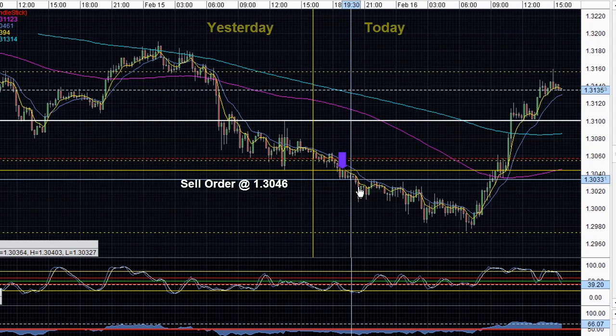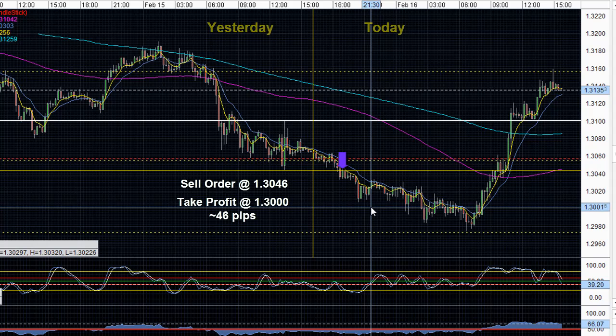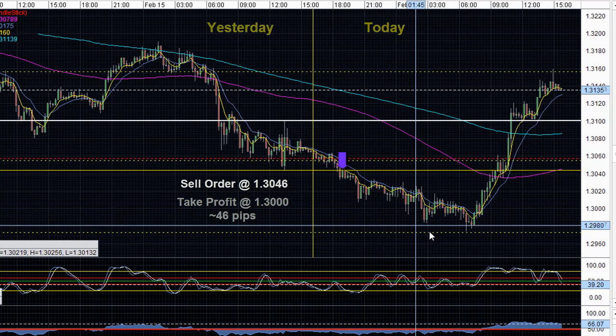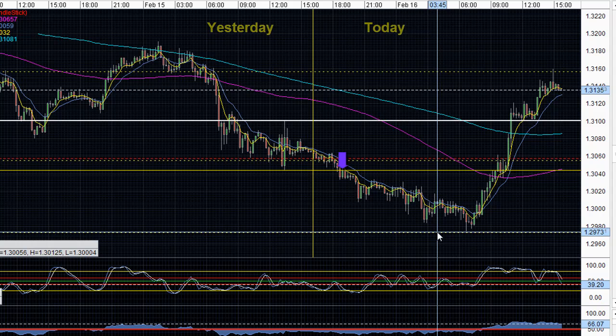then you could have taken your profit at the $1.30 psychological support level for about a 40 pip trade, or you could have held onto the trade until it reached support at this 29.74 level, which is the 50% Fibonacci retracement of the rally that started in mid-January.